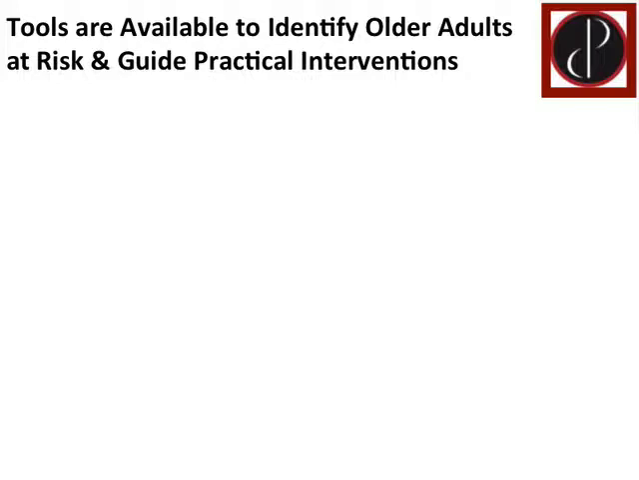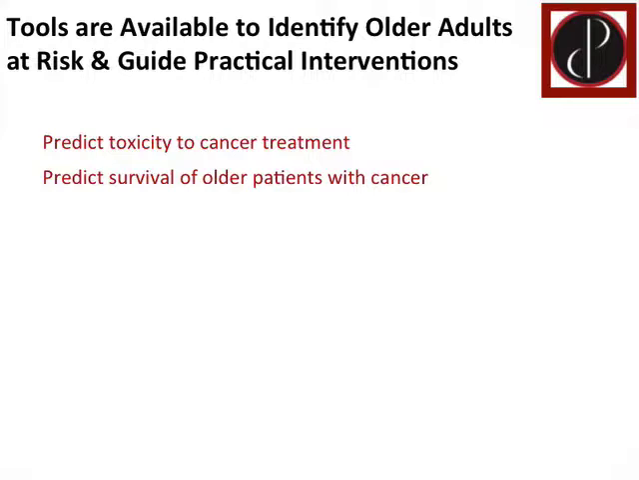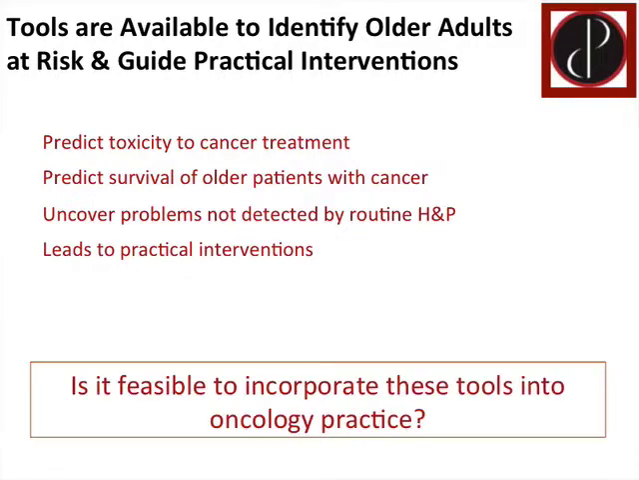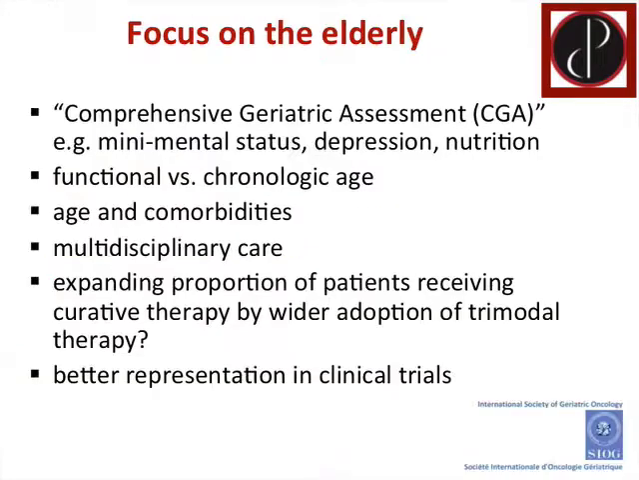So as we talked, tools are available to identify older patients and the risk, and then for practical intervention. So we use tools to predict toxicity to cancer treatment, also predict survival for older patients, and also uncover the problems which are not detected by routine history and physical exam, and this leads to practical intervention. So we think that it is feasible to incorporate these tools into oncology practice.